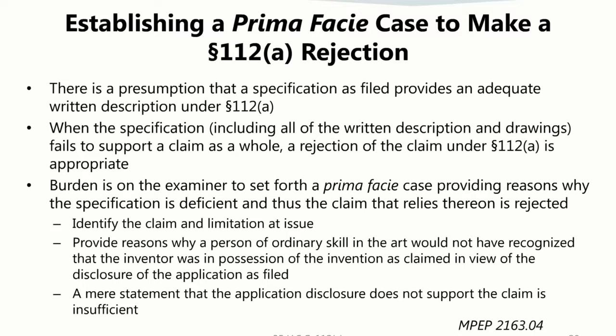In doing so, the examiner should identify the claim and limitation at issue and provide reasons why a person of ordinary skill in the art would not have recognized that the inventor was in possession of the invention as claimed in view of the disclosure of the application as filed. Note that a mere statement that the application disclosure does not support the claim is insufficient. See, for example, the 2007 Federal Circuit decision Hyatt v. Dudas, where the court deemed a written description rejection sufficient when based on a detailed explanation by the examiner regarding which claim elements were not adequately supported.